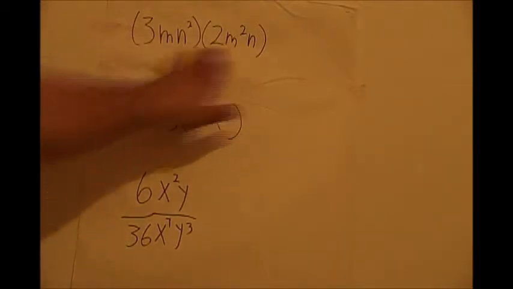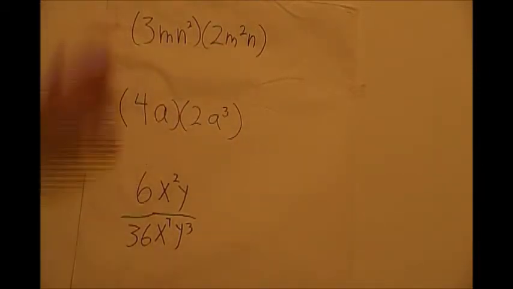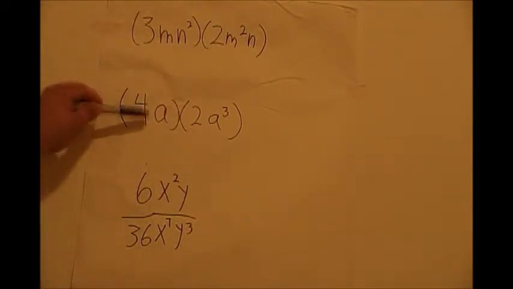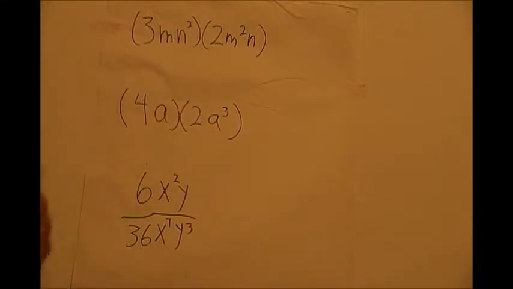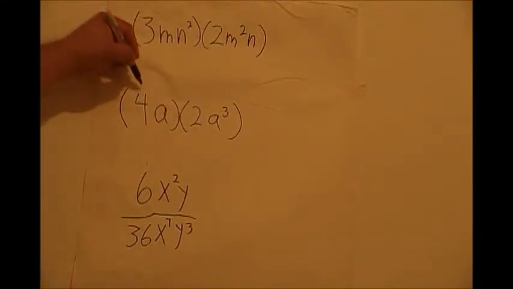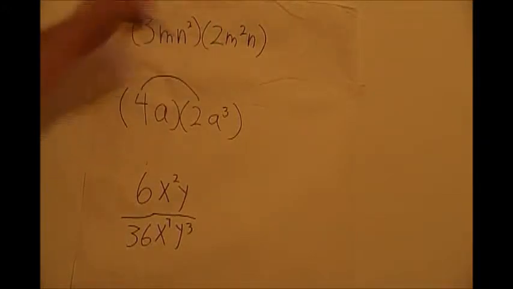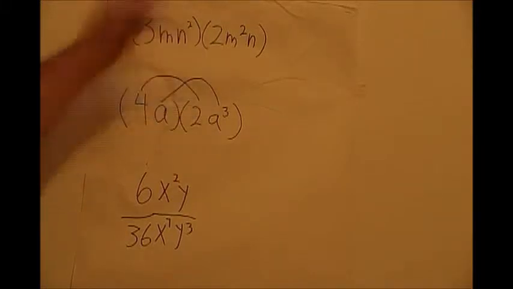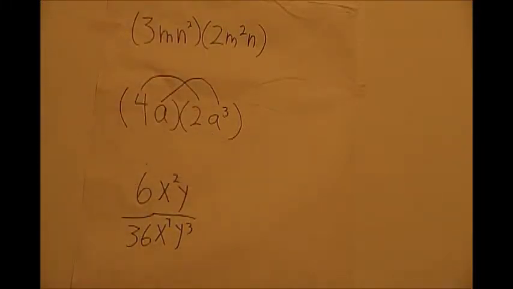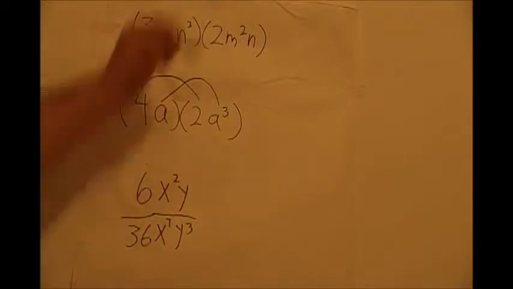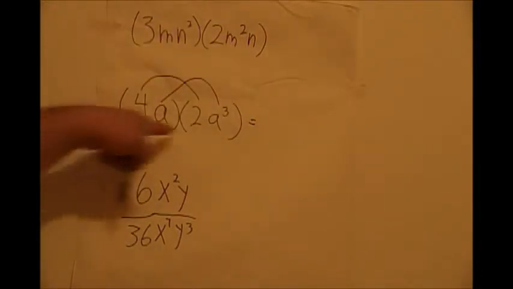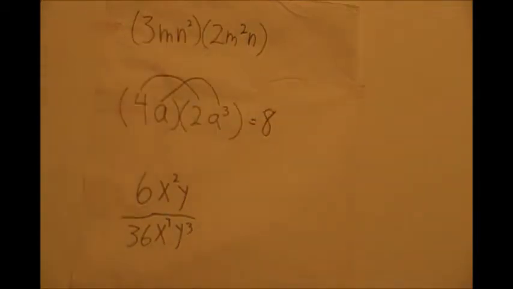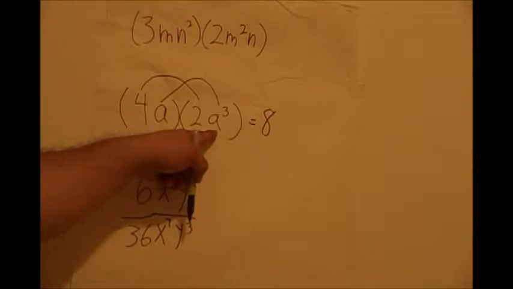So the way you work this problem out, well, actually, let's start with the bottom one, the middle one right here. This is much easier, okay? So again, the way we work this out is, we're going to multiply the numbers, the coefficients, together, and then multiply the variables together, okay? So, what's 4 times 2? That's 8, alright? Okay, then we have a times a cubed.